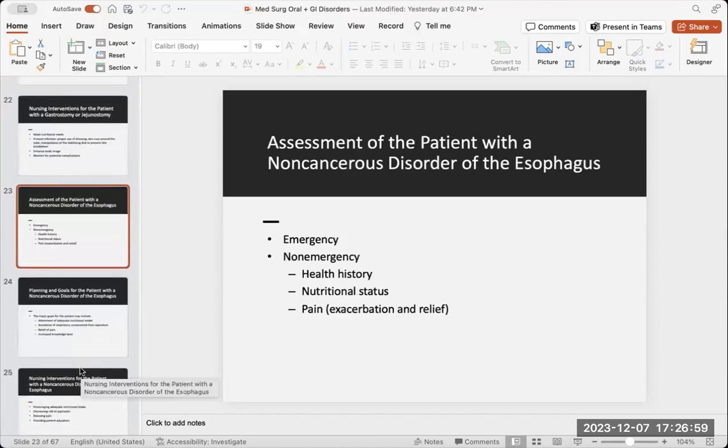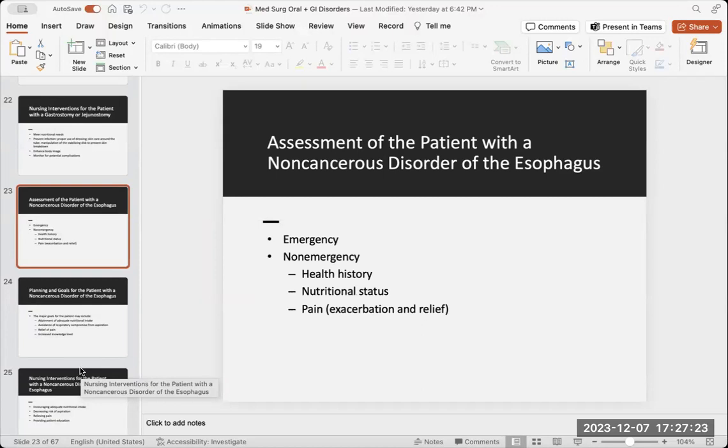Now, let's just say we have a patient who has an esophageal disorder, but it's not cancerous, right? We're thinking about the esophagus where it's near where we breathe. If it's an emergency, they might not be able to breathe. If it's not an emergency, right, we'll be able to look at their history, we'll get a nutritional status, see where pain is, things like that. But we need to consider what's going on, right?